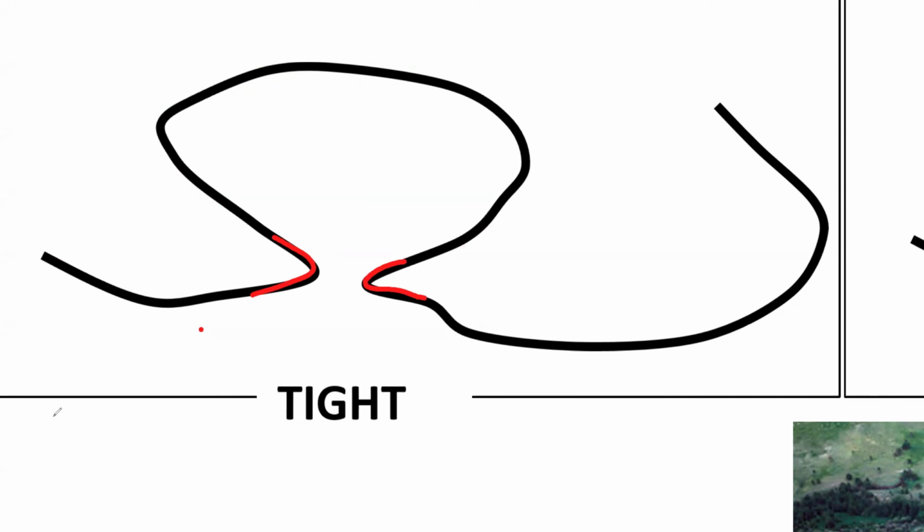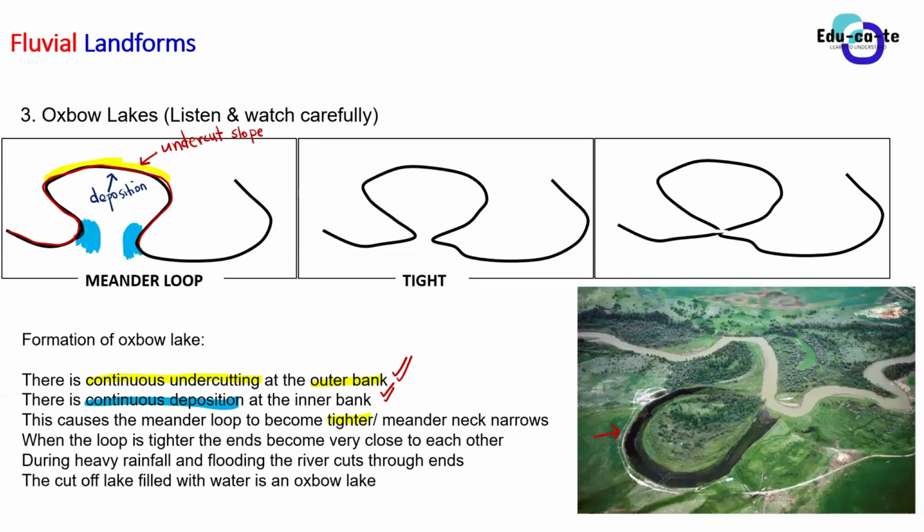But let's just go and read through the statement to hear how that continues to happen. Okay, so basically, as more erosion is happening here, the meander loop actually becomes tighter, or you can say that the meander neck narrows. Basically, the bend of the meander narrows. And now when the loop is tighter, the ends become very close to each other, or these outer banks become very close to each other. Because at first they were far away from one another. If you look at that distance here, they were very far away from one another. But now the meander loop becomes tighter. Now they're at a smaller distance due to the continuous undercutting that is happening at the outer bank.